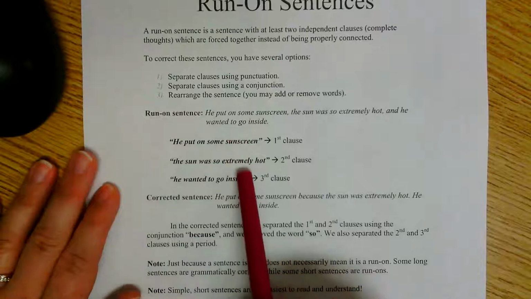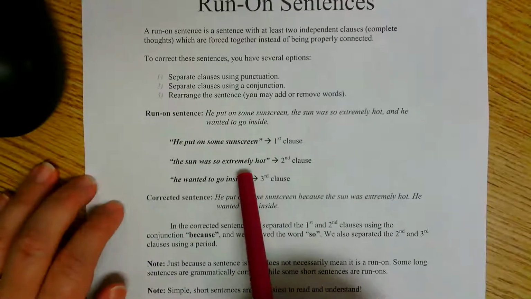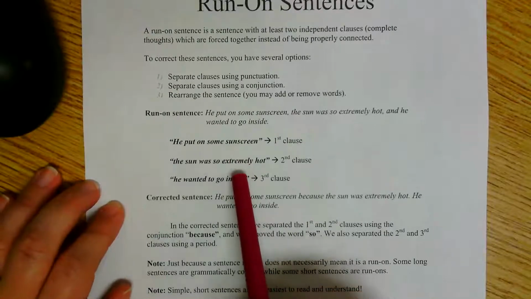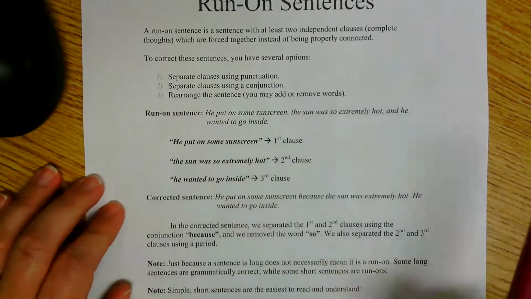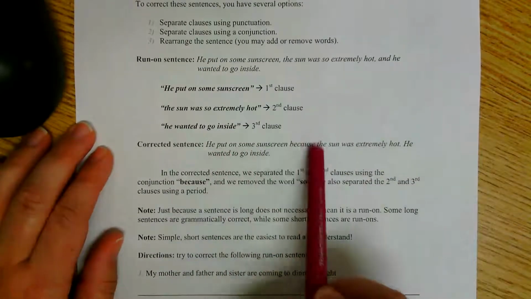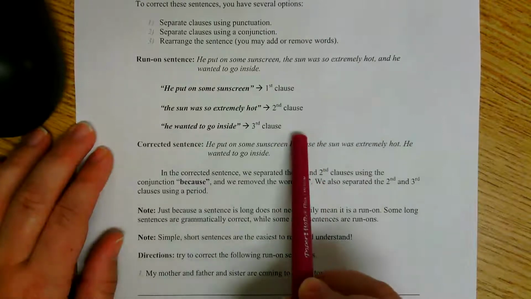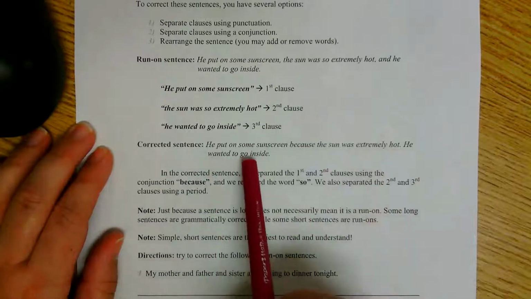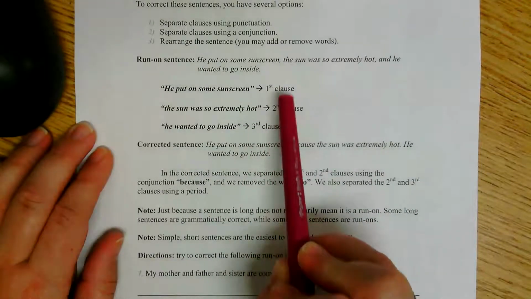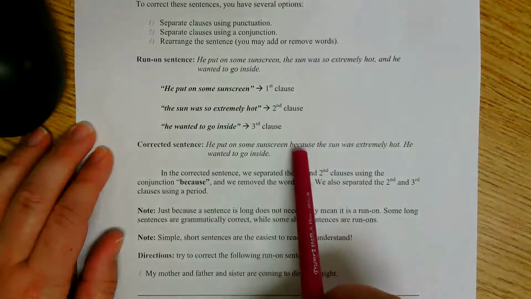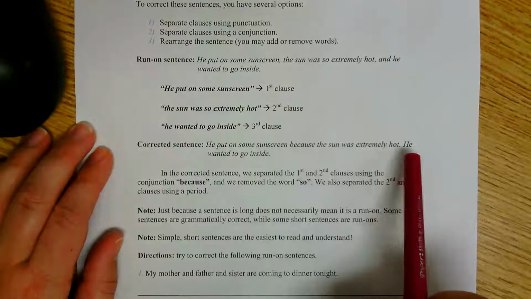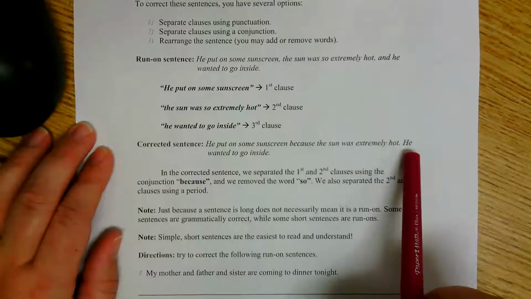Well, we can't just force, like the direction said, we can't just force these sentences together. There are certain ways we have to put these thoughts together to make a complete sentence. So look at how we fixed it. He put on some sunscreen because, there's your subordinating conjunction, the sun was extremely hot, period. He wanted to go inside. So we took the first two clauses and we connected them correctly with a subordinating conjunction. And then we ended the first two clauses with a period and created a separate sentence for that third clause.